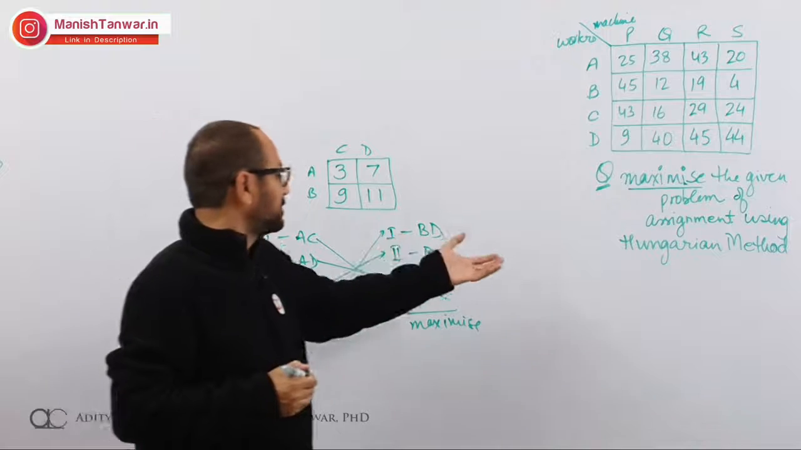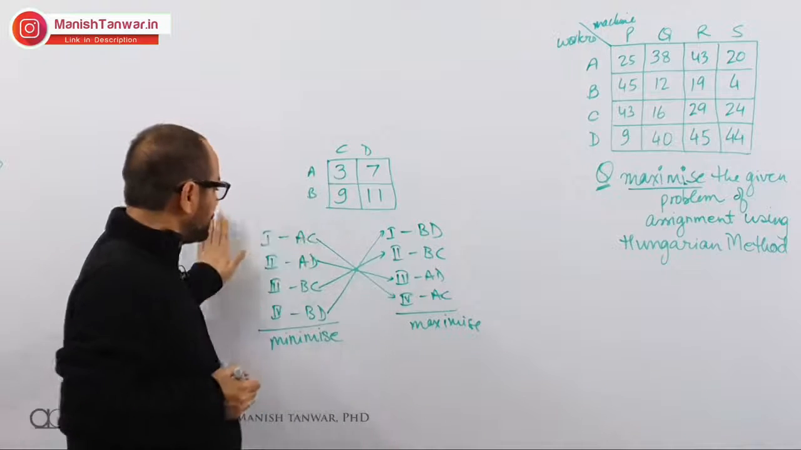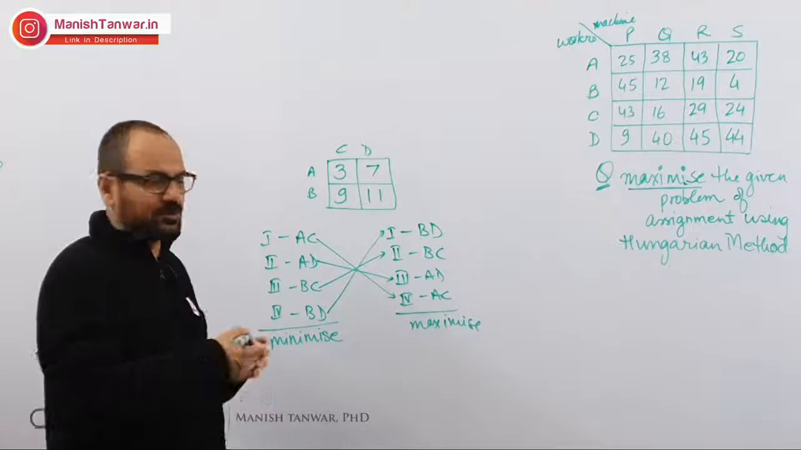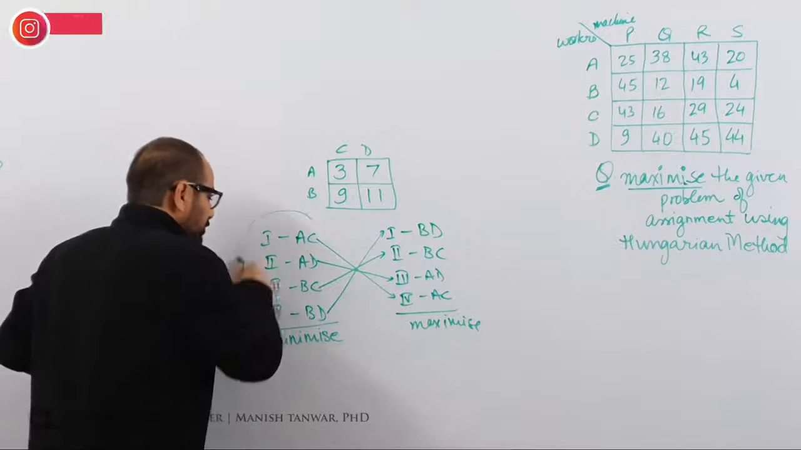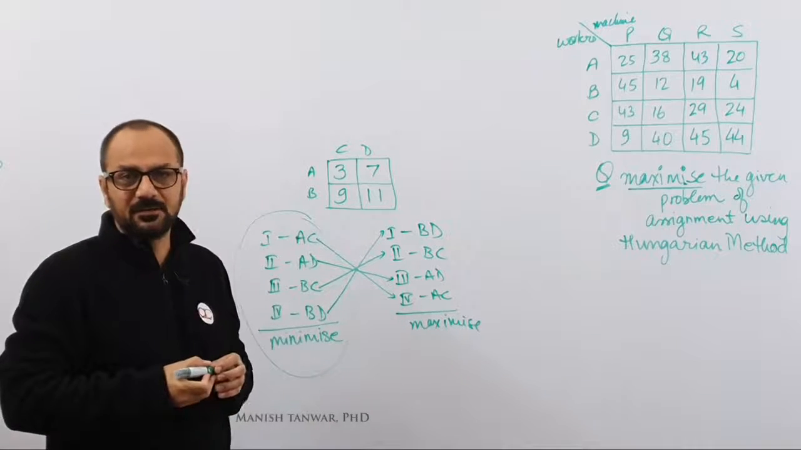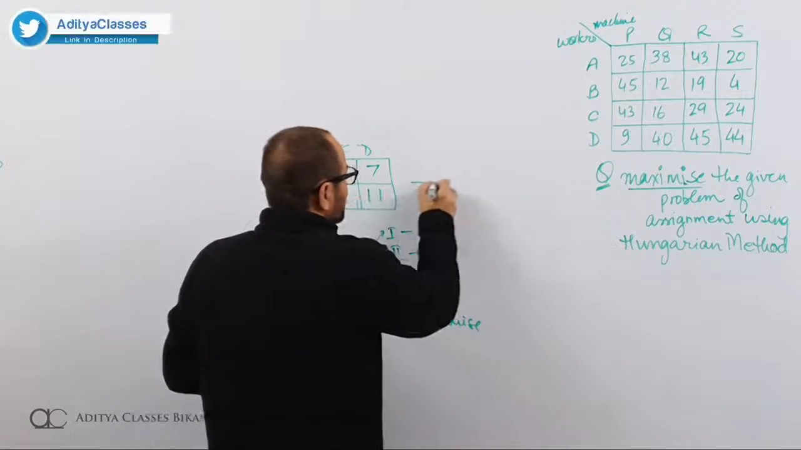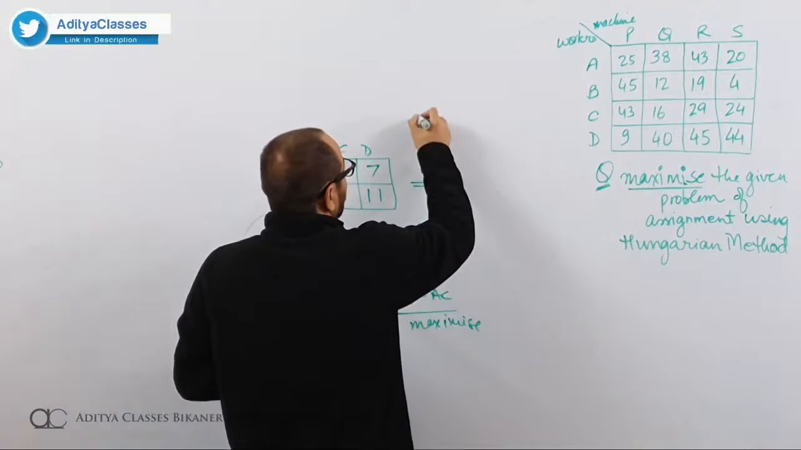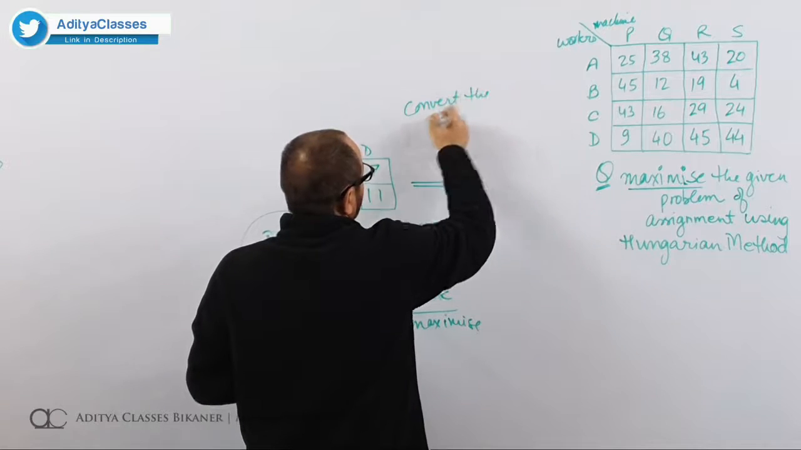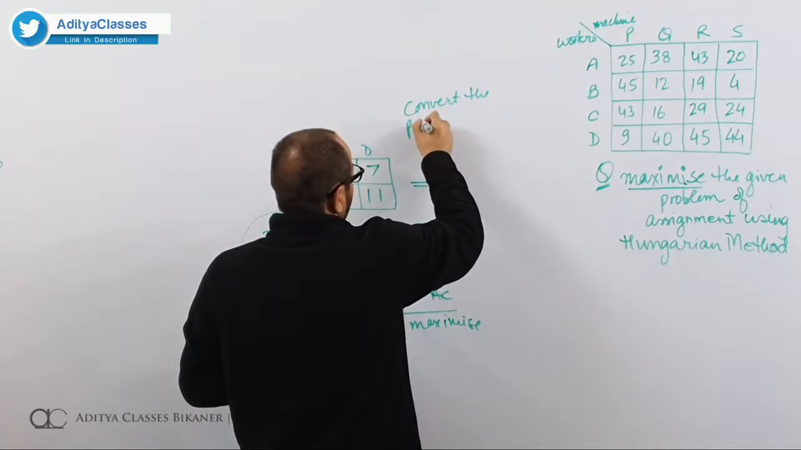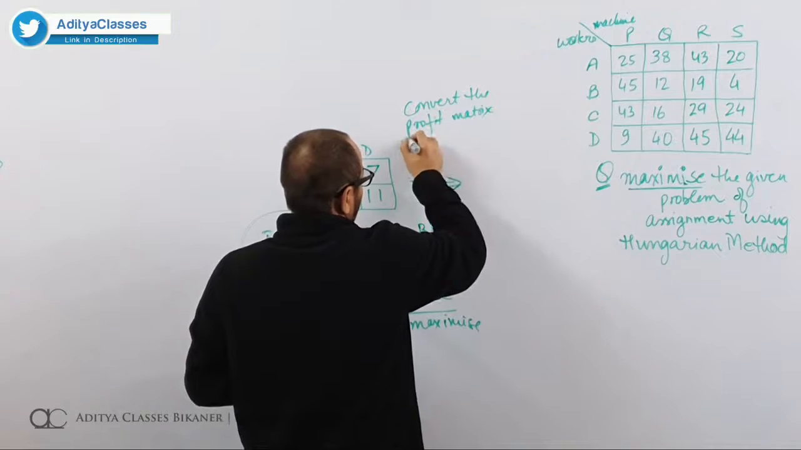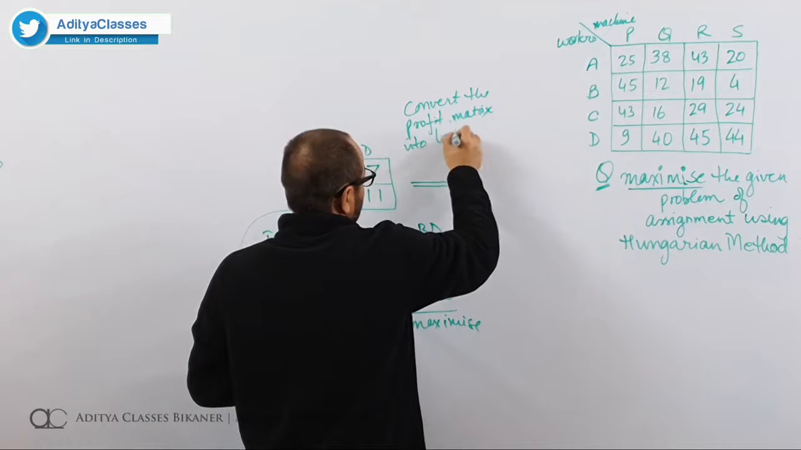But my assignment algorithm is such that it will always give me this priority because it is designed to give you minimum solution, minimum cost. So it will always give you this solution. Then how do I maximize? What algorithm do I use? For that, what I'll do is I convert the profit matrix into loss matrix.